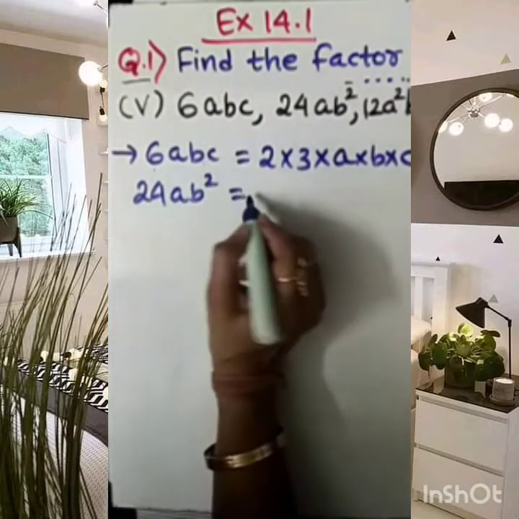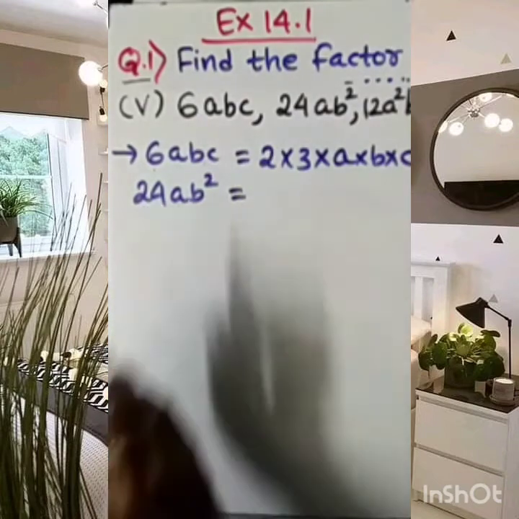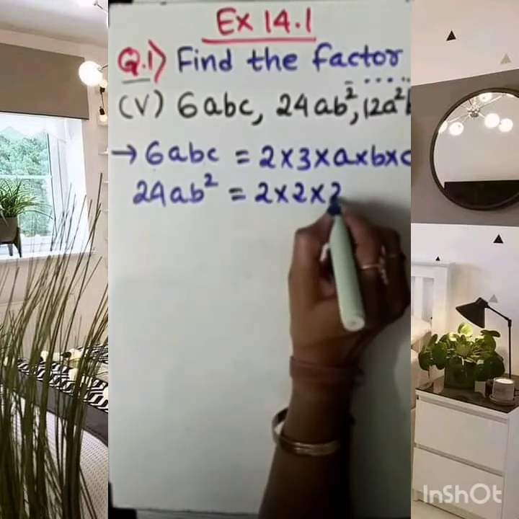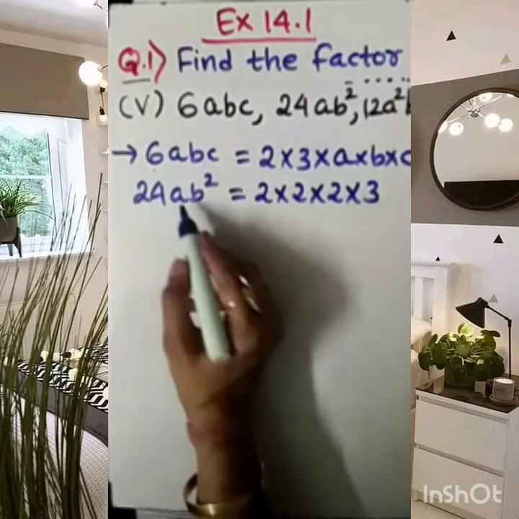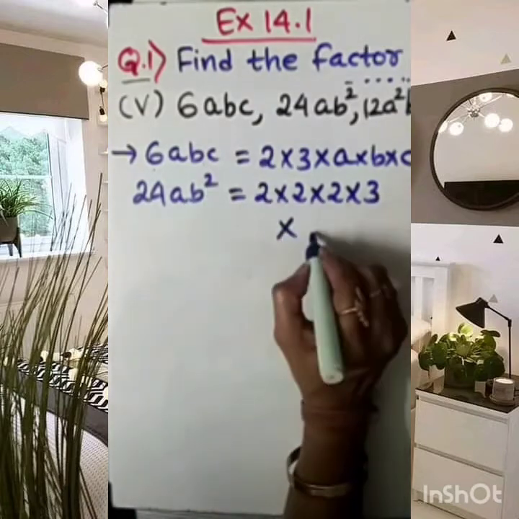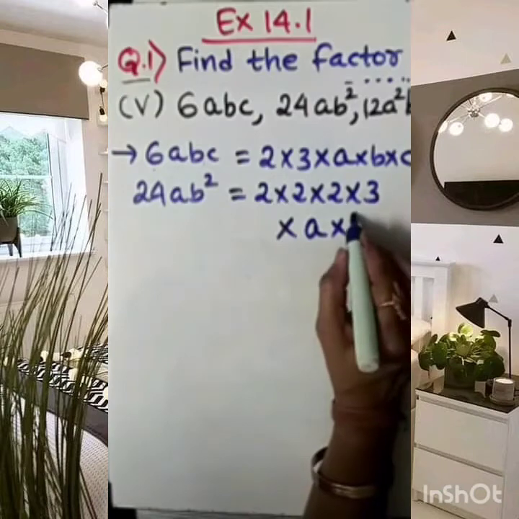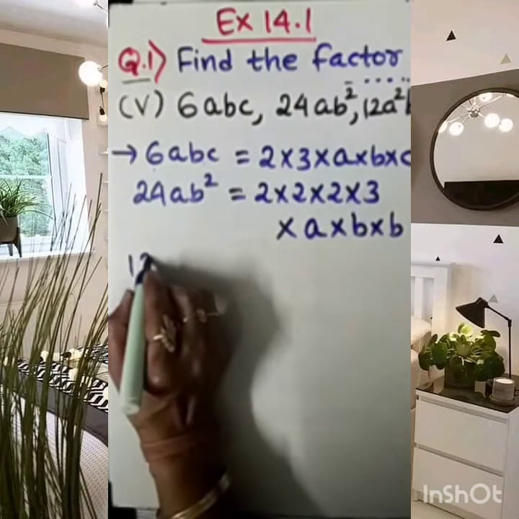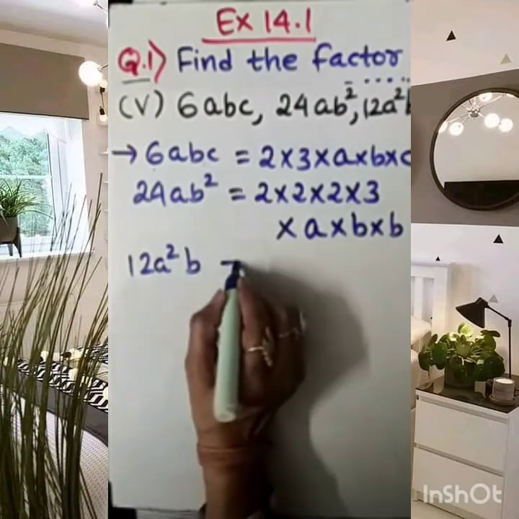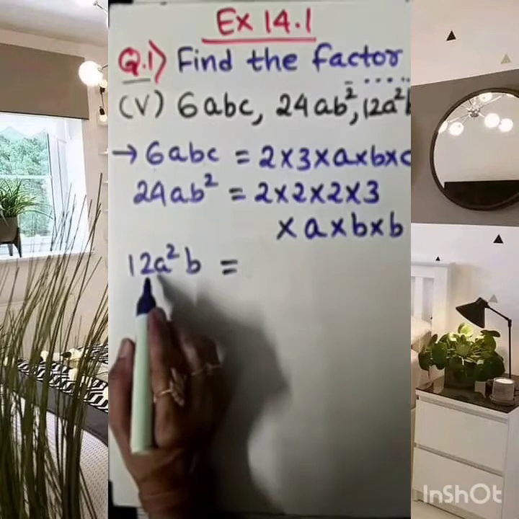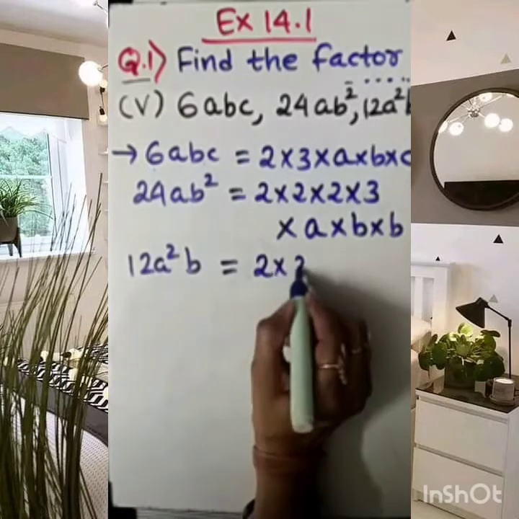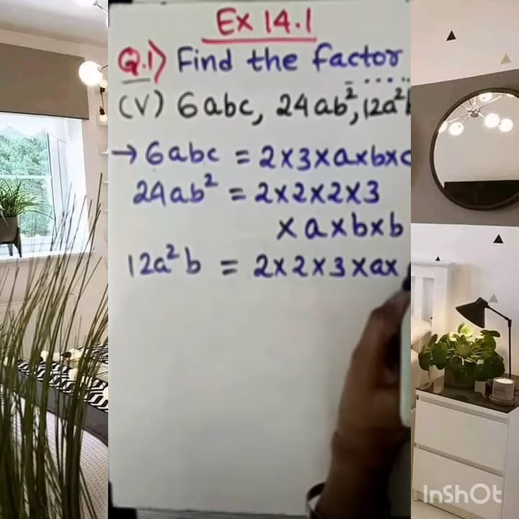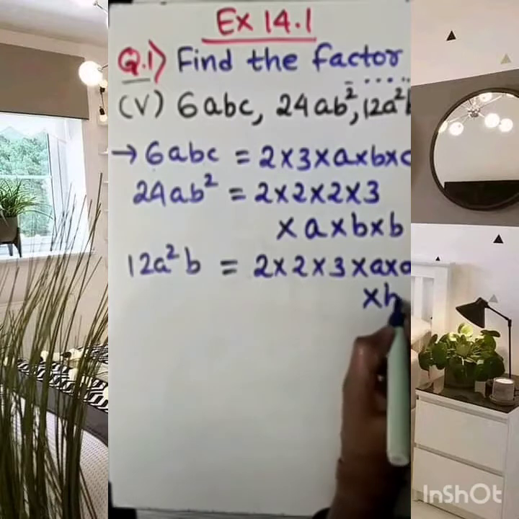24ab square. Now 24 has the factors 2 into 2 into 2 into 3, right? And what about ab square? In ab square, a appears 1 time, and in b square, b into b appears 2 times. Now the third term which we are given is 12a square b. What are the factors of 12 here? We know that it is 2 into 2 into 3. What about a square? a square is 2 times, so a into a, and this is b.